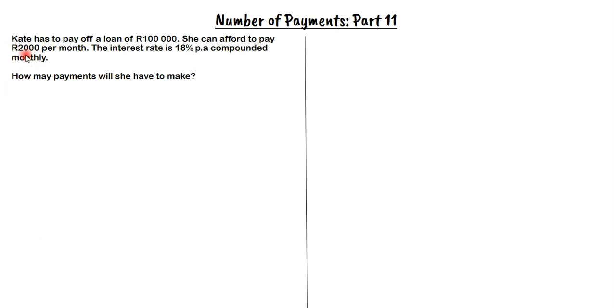Now here, Kate has to pay off a loan of 100,000 rands. She can afford to pay 2,000 rands per month, and the interest rate is 18% per annum compounded monthly. How many payments will she have to make?